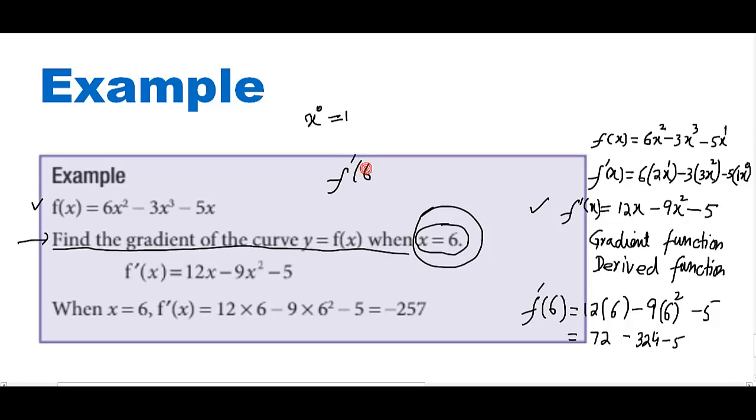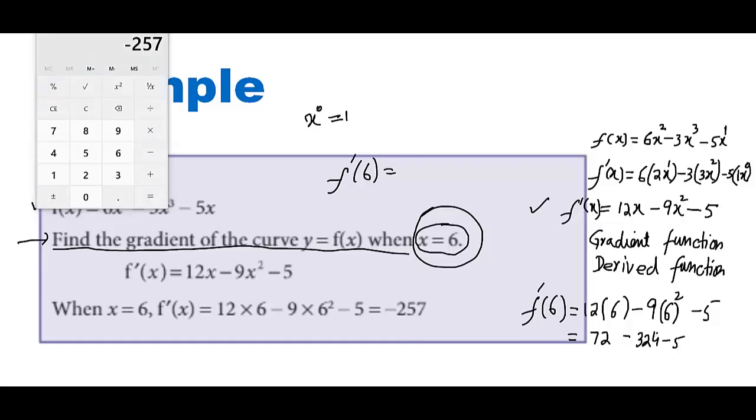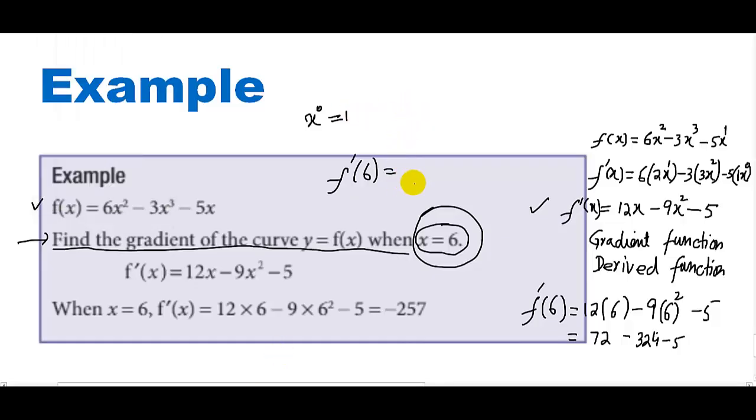So the gradient of the function at point x equal to 6 is how much? Minus 257. So this is the gradient.